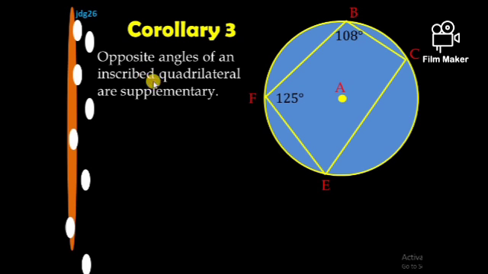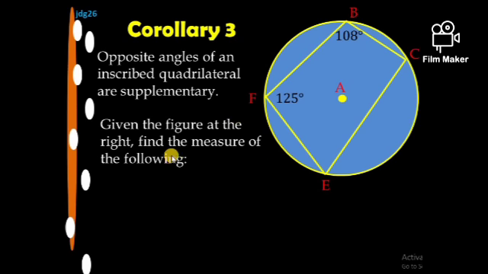Now, let's have the third corollary. Opposite angles of an inscribed quadrilateral are supplementary. Meron tayong quadrilateral inside the circle, wherein ang kanilang mga vertices ay points on the circle. Now, according sa corollary 3, yung mga opposite angles daw natin ay supplementary. Ibig sabihin, kapag pinag-add natin yung measure ng angle B dito at yung measure ng angle C, dapat mag-equal siya sa 180 degrees. So, ganun din sa measure ng angle F plus the measure ng angle C, dapat equal sila sa 180 degrees. So, let us try.